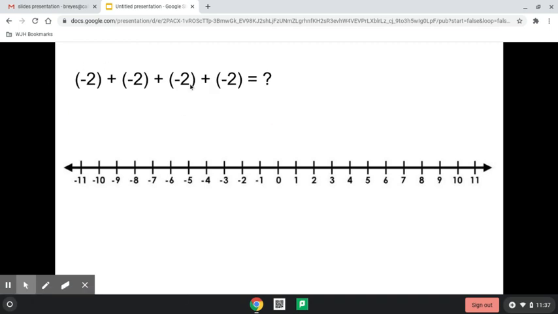Let's look at something that we're not as familiar with, just from this last module. Negative 2 plus negative 2 plus negative 2 plus negative 2. Say that 10 times fast. So first we're going to get to our first number, drawing a line to that negative 2. Plus negative 2, adding a negative, we're going to the left again. And then we're doing that same thing 2 more times. Now, what's the other way we could write this? Negative 2 times 4. All right, and that's going to equal negative 8.